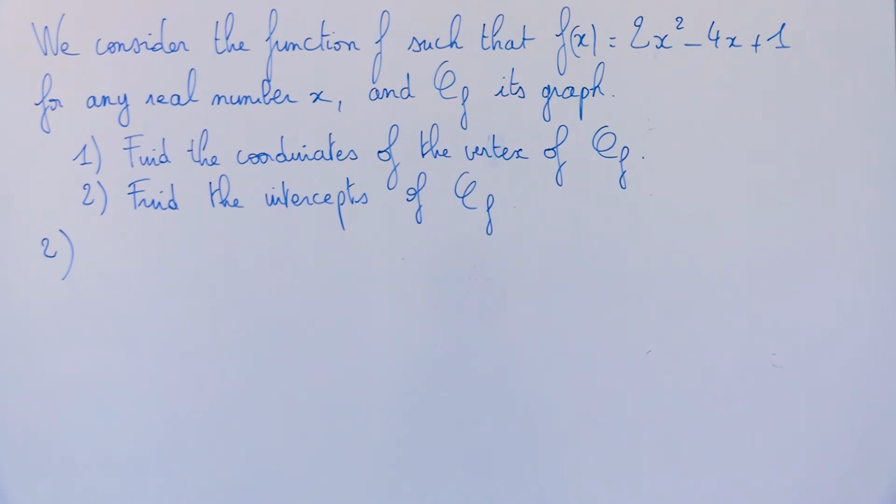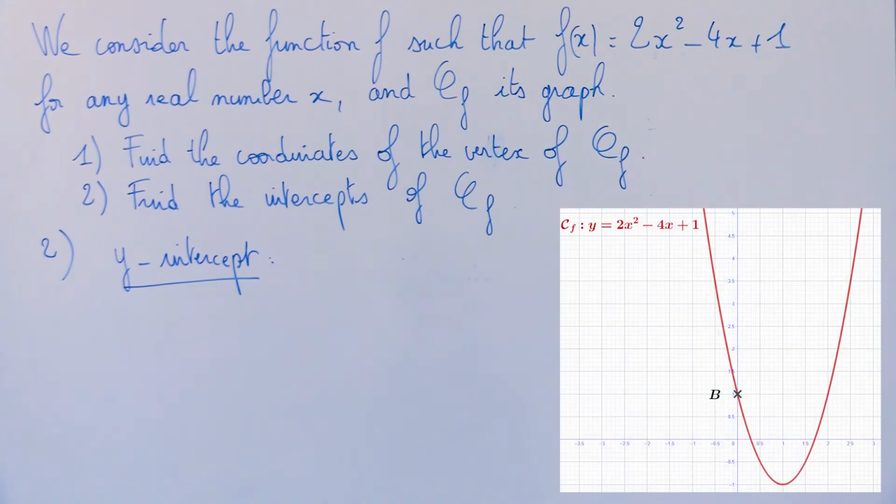There are two kinds of intercepts, the y-intercept and the x-intercepts. So first let's talk about the y-intercept. The y-intercept is the point at which Cf will cross the y-axis. Let's denote this point B.